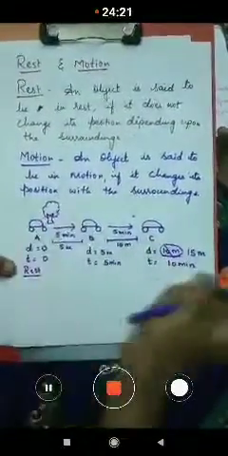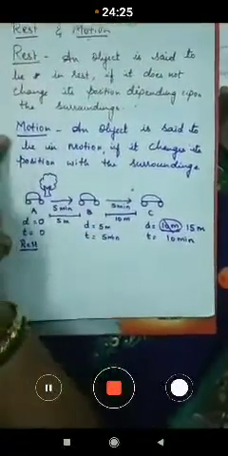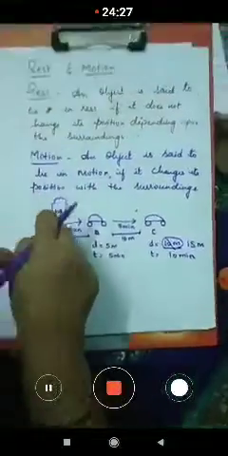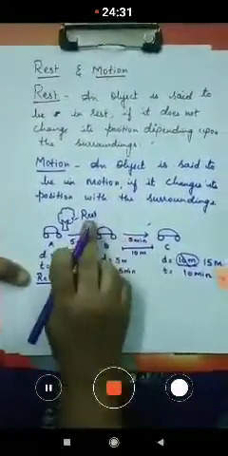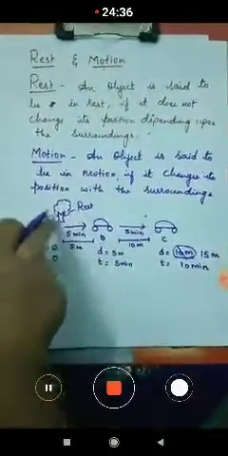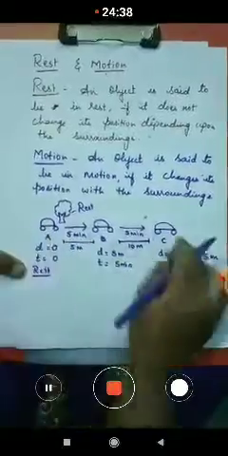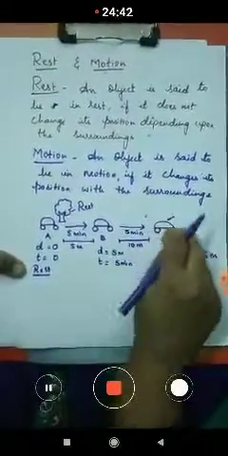Now what about the tree? Whether it is in rest or in motion, the tree is in rest, children. The tree is in rest. It has not changed its position and it is in the same place where it was. The car is now here. Okay, the car is in this position.